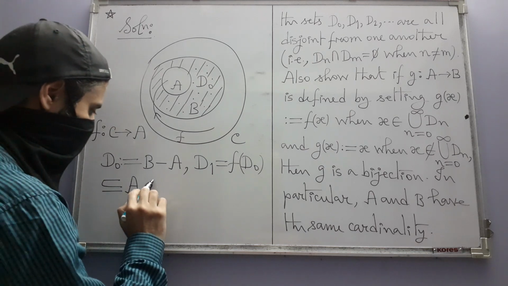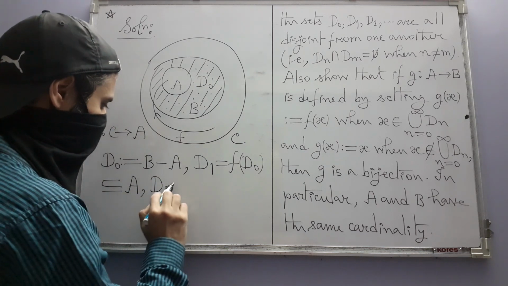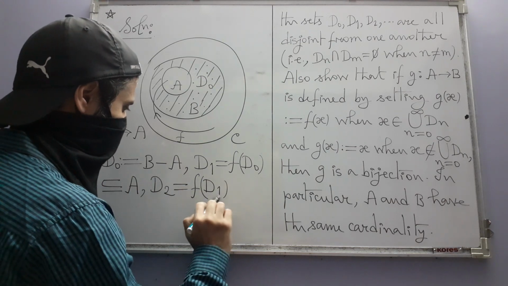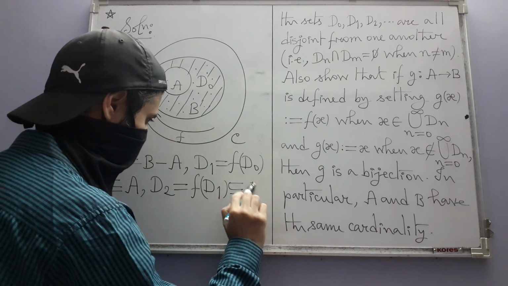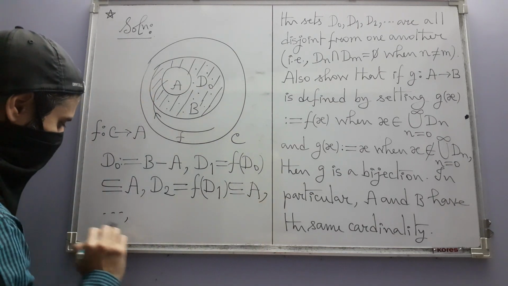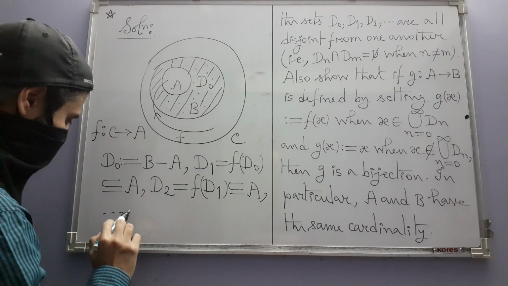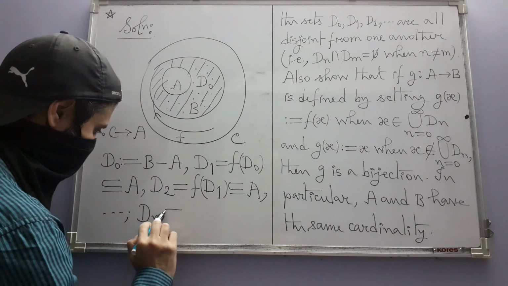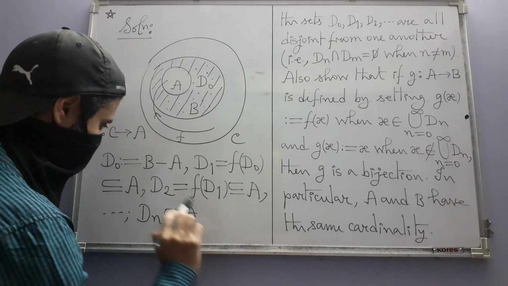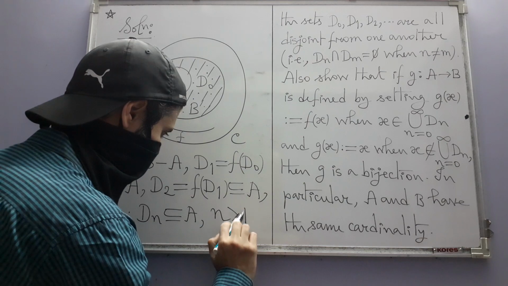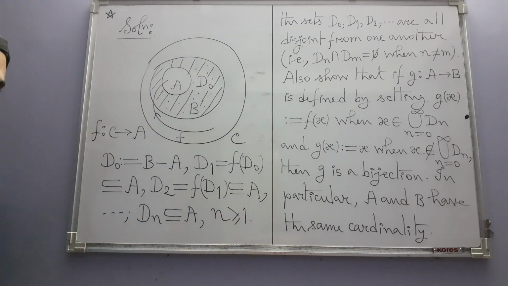The same thing can also be said about D2, which is F of D1, that is also a subset of A, and so on. This will go on. That is, in general, we can say this, that Dn is a subset of A if n is a positive integer.